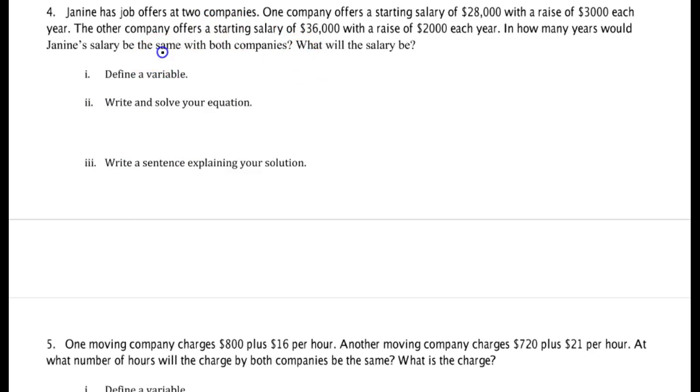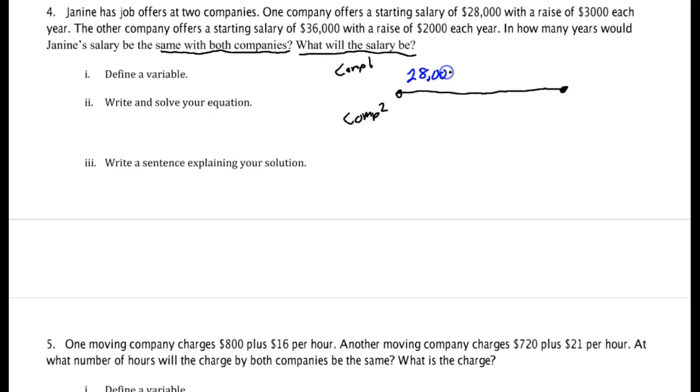Okay. So notice how there's two questions here. Two questions that we have to answer. So here's what it looks like. We have two situations or two companies. I'm going to say company 1, company 2. One of them is going to give, let's see here, $28,000 to start a year. And then it's going to go up by $3,000 every year. Now I'm going to call that 3,000 Y.